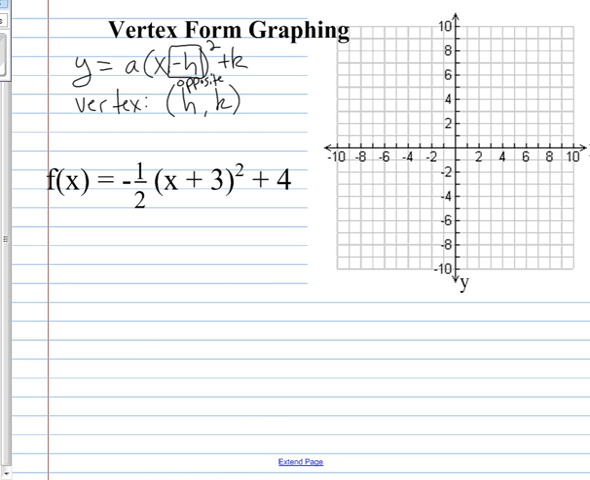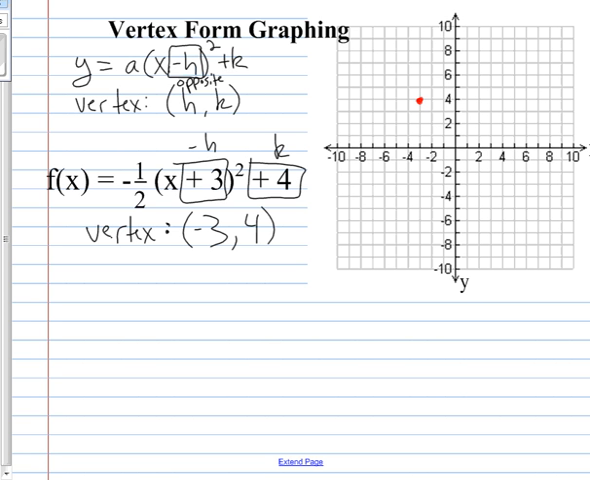So here our vertex is going to be based on the positive 3 and the positive 4. So it's the opposite of h and k. So it'd be minus 3 or negative 3, and 4. That would be the vertex of this quadratic. Okay, so if I plot that just right off the bat in red, negative 3, 4 is right there.